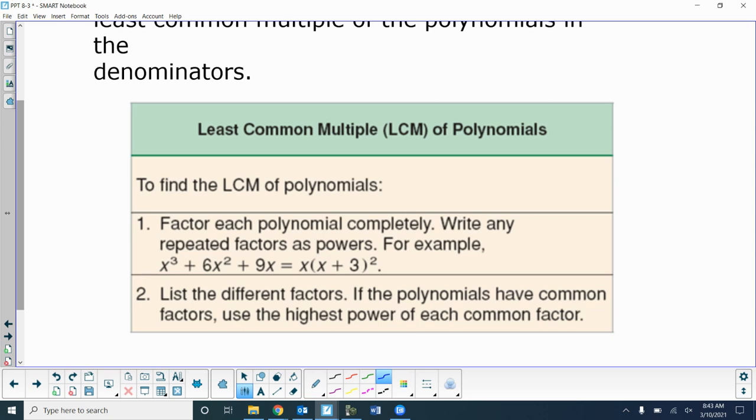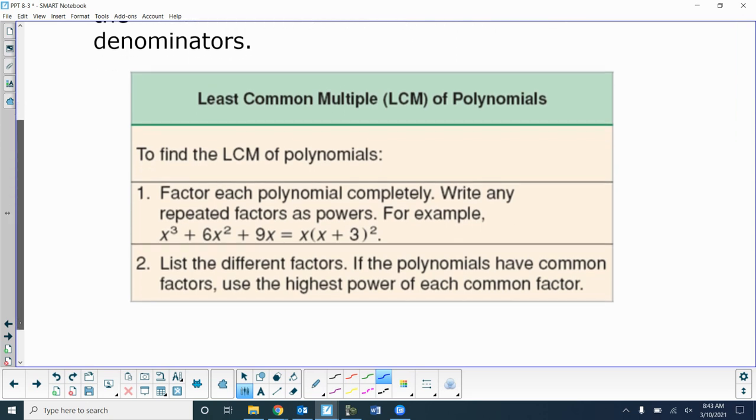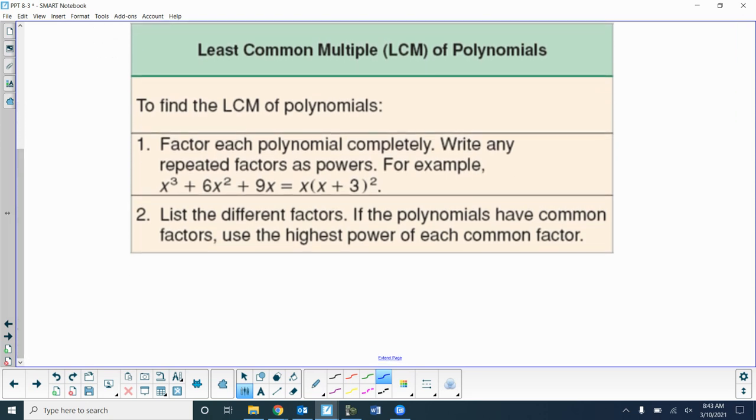Okay? It says, list the different factors. If the polynomials have common factors, use the highest power of the common factor. So the way I say it is whatever shows up is what you write down, once you have the denominators factored. If something shows up, write it down. If it shows up more than once, you don't have to write it more than once. If you've got exponents for something, you write down the higher exponent. Like if x squared showed up and an x cubed showed up, you would write down the x cubed, the higher exponent.